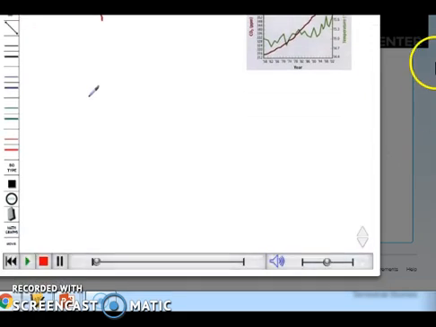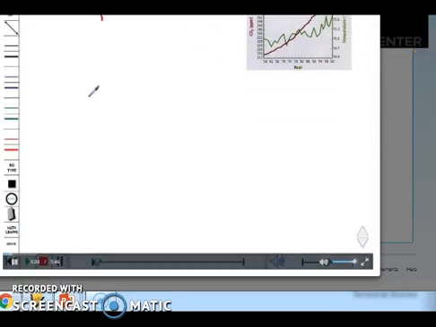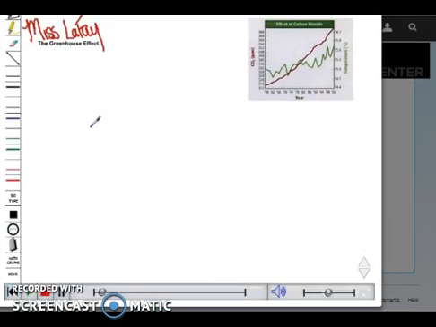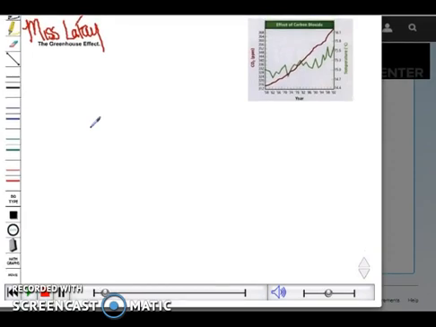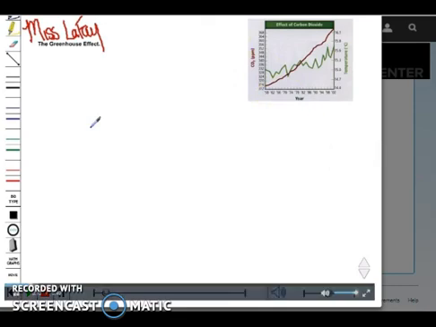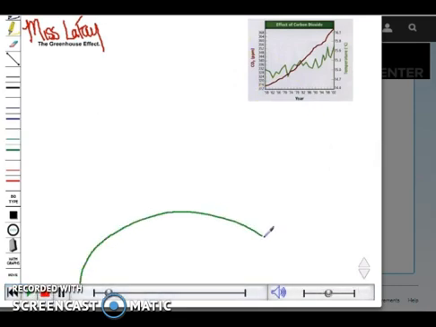Hi, my name is Miss LaFay, and today we're going to focus on the greenhouse effect. There are three words we need to concentrate on here: the ozone, the greenhouse, and global warming, all of which are completely different but are also very related. Let's focus on the Earth right now. Here's our Earth, it's green.